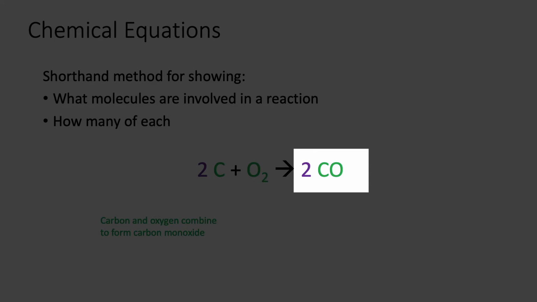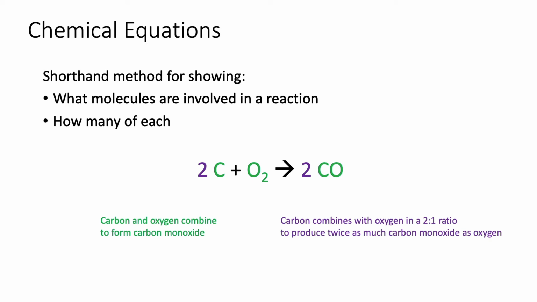You'll also notice there are some numbers, and these tell us about ratios. Here, carbon combines with oxygen in a 2-to-1 ratio. You'll notice there's no number in front of oxygen. That's because there's only one, so we don't put a number. If there's just one, that's just assumed. So carbon is combining with oxygen in a 2-to-1 ratio to produce 2 molecules of carbon monoxide. So there's twice as much carbon monoxide as oxygen. There's the same amount of carbon monoxide as there is carbon.